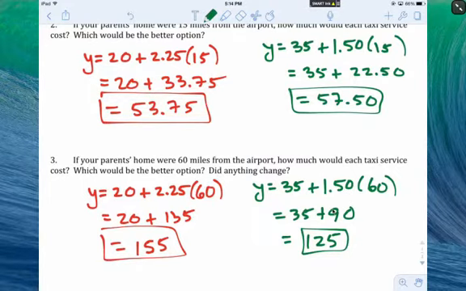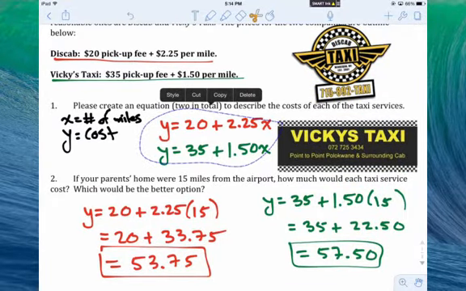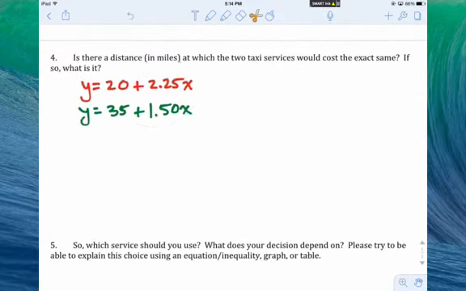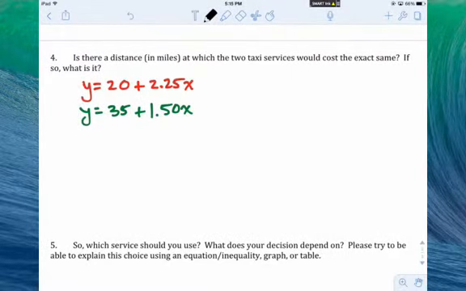Of course, this begs the question: is there ever a time when these two are going to cost exactly the same amount? If your parents lived X miles away, would it ever be the case that the cost would be the exact same for the two? Well, we've got our two cost functions here, our cost function for Discab and our cost function for Vicky's Taxi, and all we have to do to answer this question is set them equal to one another.